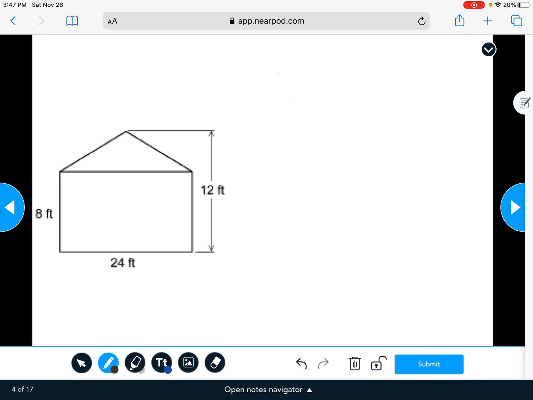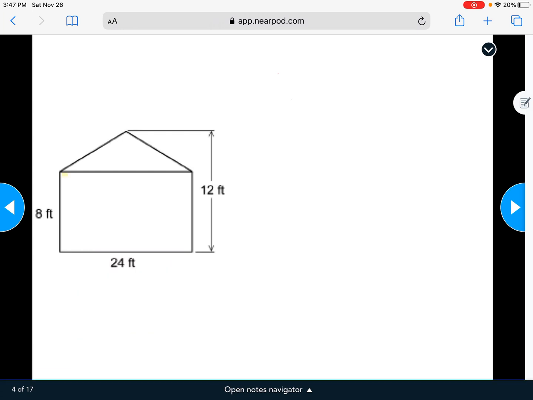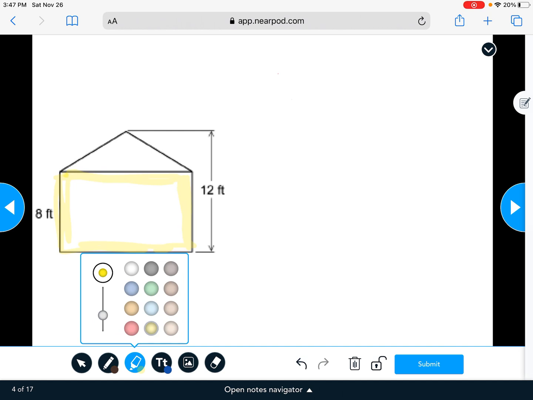So here's our first one. It's already broken into two pieces for you. Let's first take a look at the rectangle and see which numbers we're using. So I'm going to highlight the rectangle here. Okay, so we have three numbers. We have to figure out which is the base and the height. So remember that we're using the full base and height of the shape.